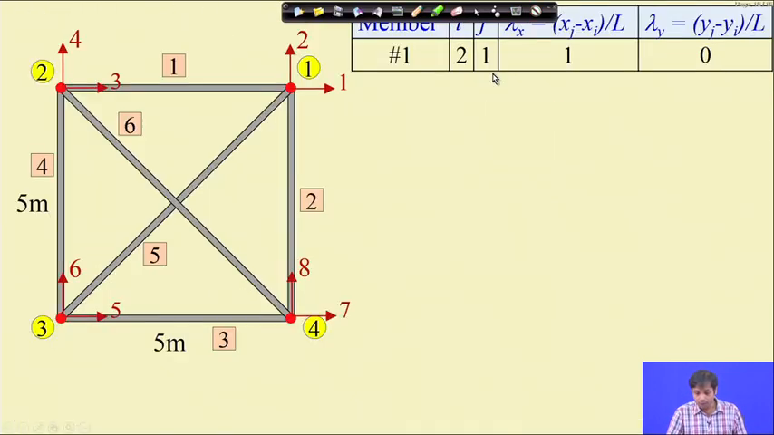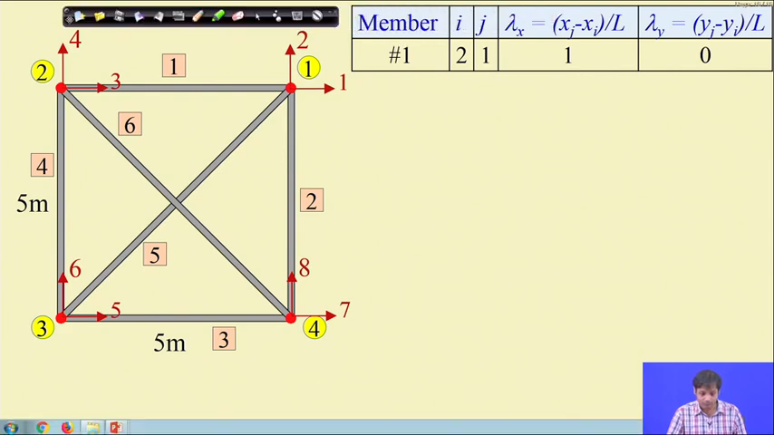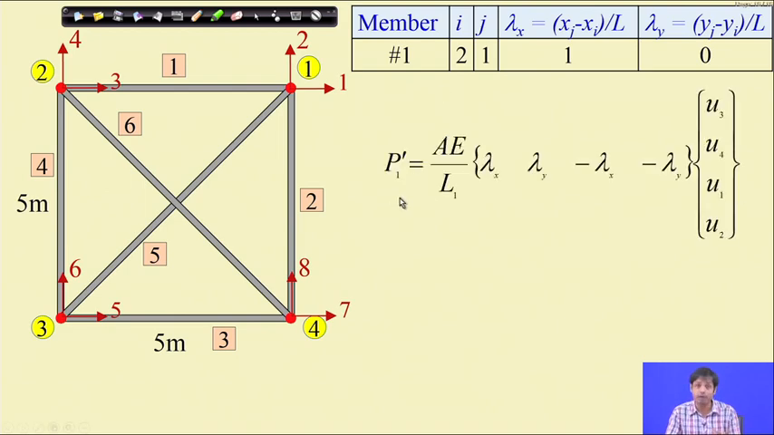Now, if you recall our expression for member forces, we will demonstrate that with one member, and the rest you can again apply in the same way. Take member number 1. If you recall, the expression for member forces is this. If P1 dash is the force in member 1, then this is the expression, and U3, U4, U1, U2 are the associated degrees of freedom. Out of that, we already know U4 is equal to 0, and U1, U2, U3 we have already determined.